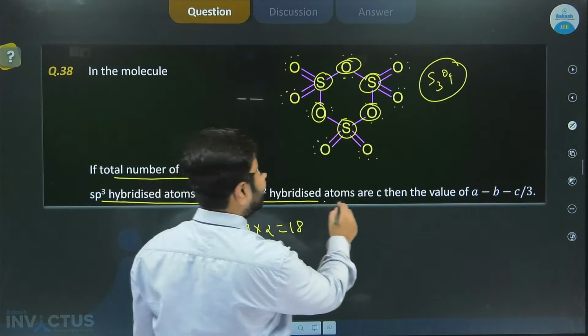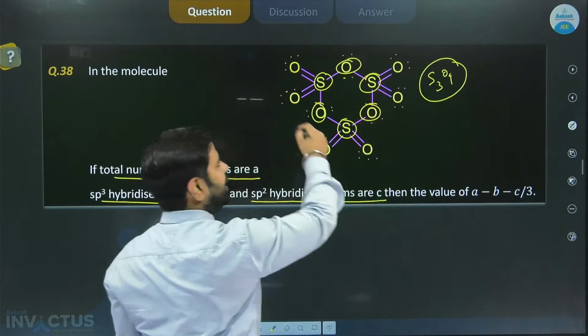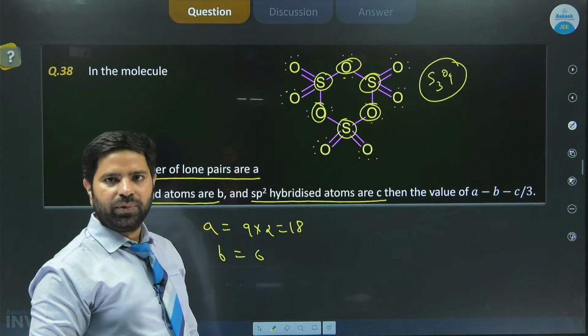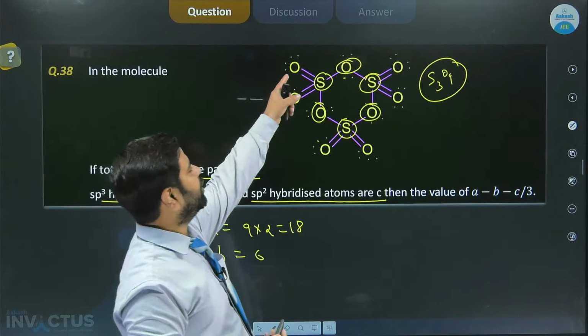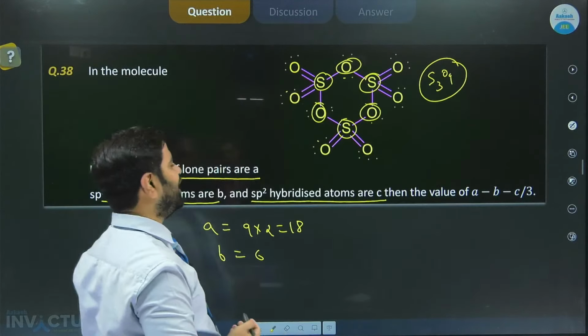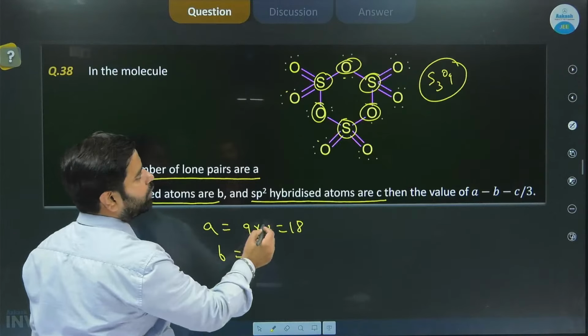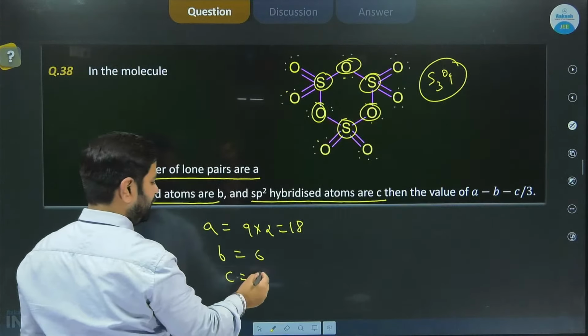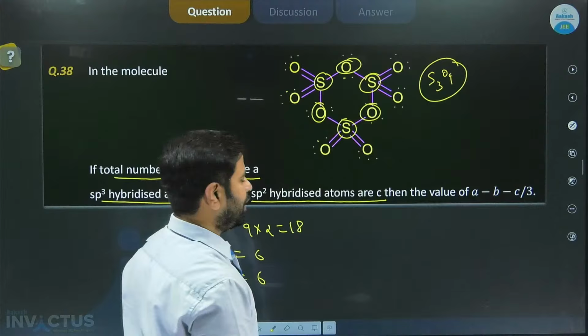And sp2 hybridized atoms are C. Side oxygen atoms, you can say these are sp2 hybridized because each is making 1 sigma bond and 2 lone pairs. Pi bonds are not counted in the hybridization. So C equal to, how many side oxygens are present? 6.